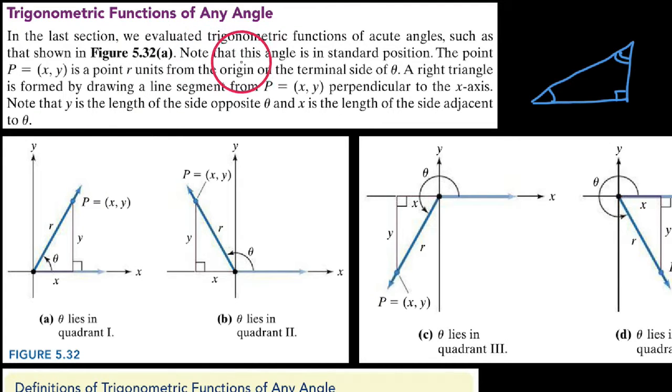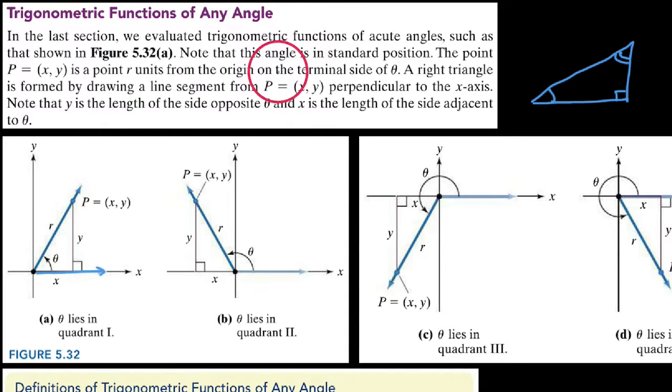Now, we'll read through it. We say, in the last section we evaluated trig functions of acute angles such as that shown here in 5.32. What you're seeing here is this angle in standard position, that is to say that it's leaving from the positive x-axis, and we have this acute angle theta. What we're going to do is allow this angle theta to be maybe greater than 90, so something that maybe terminates in the second quadrant, as you see here, or maybe wraps around into the third quadrant or into the fourth quadrant.